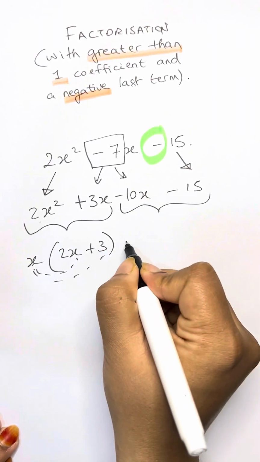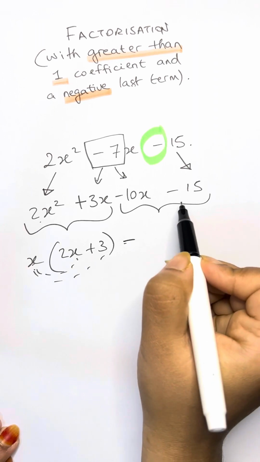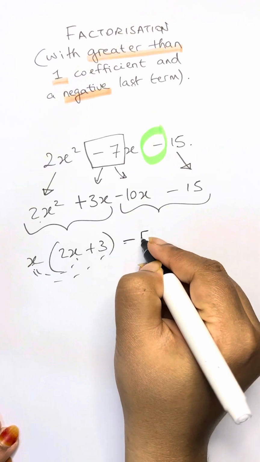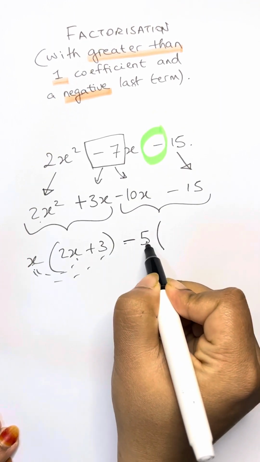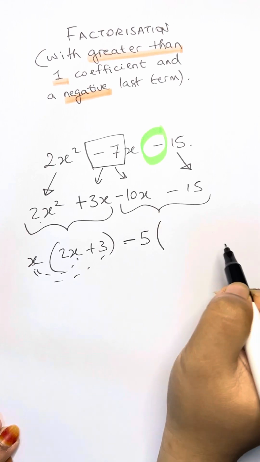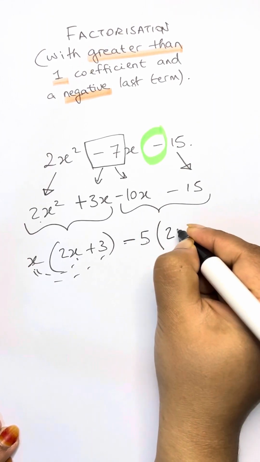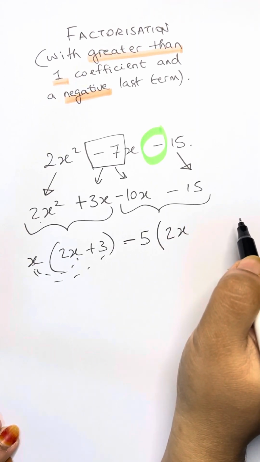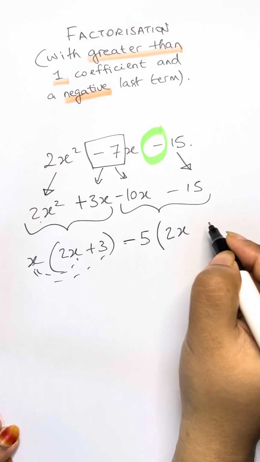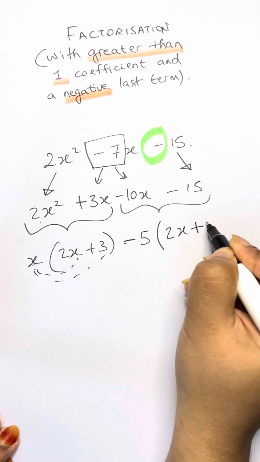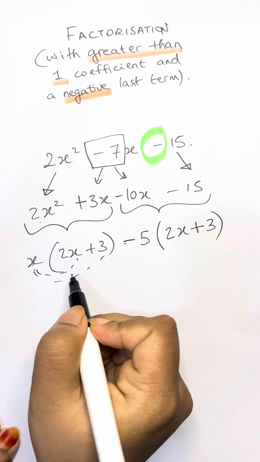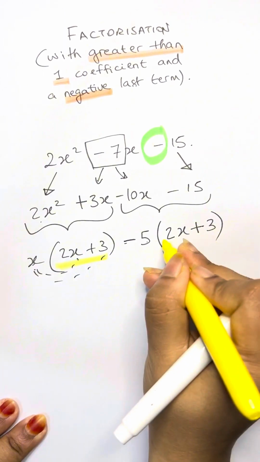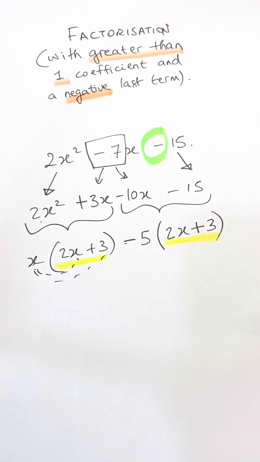Then let's move on to this. So I have a negative sign here. Do I have any common factor here? Yes, I do, which is 5. And then open up a bracket. Minus 5 times what gives me minus 10x? That's 2x. Then minus 5 times what is going to give me negative 15? That's going to be plus 3. Again, this is correct because I know that both of my brackets are exactly the same. So I know that I'm doing it correctly, okay?